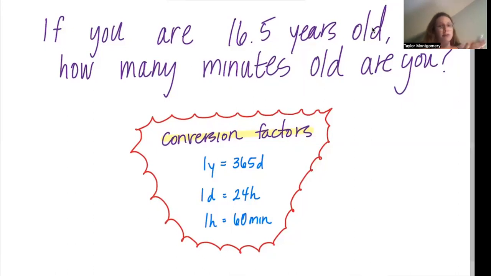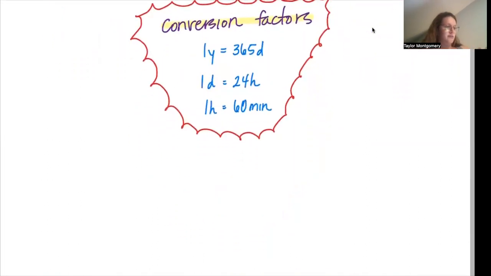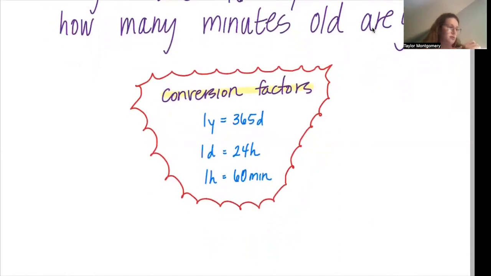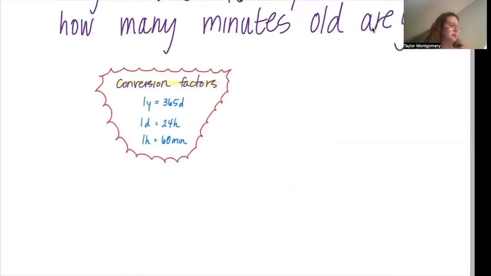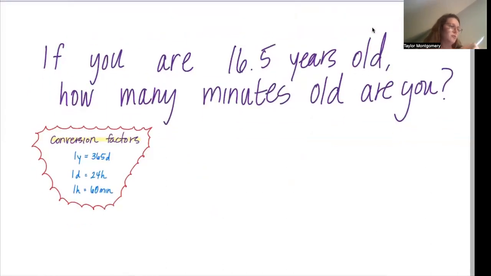All right, so using dimensional analysis, solve this conversion problem given the conversion factors that I've given you. And like I said, pause it. And if you paused it, here we go. I'm going to go on. So this is too big. Technical problems. I'm going to scoot them over here. Okay. So if you are 16.5 years old, how many minutes old are you?